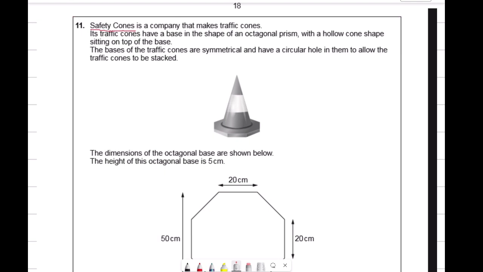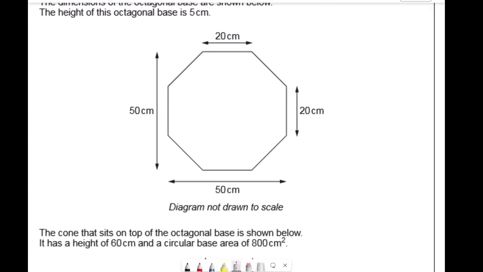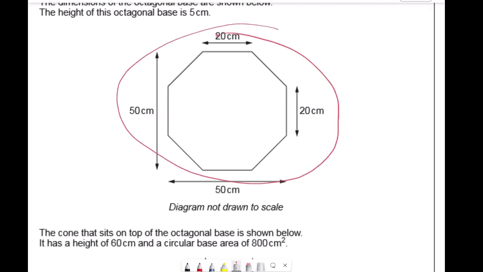Safety Cones is a company that makes traffic cones. So these are the traffic cones here, as you can see. Its traffic cones have a base in the shape of an octagonal prism, with a hollow cone shape sitting at the top of the base. So this one is the hollow one. The bases of the traffic cones are symmetrical, and as you can see here, the bases are symmetrical.